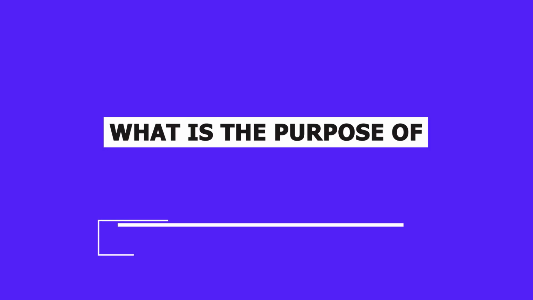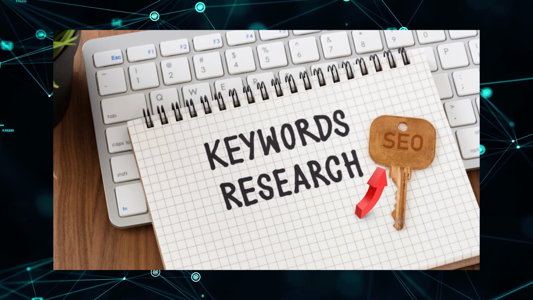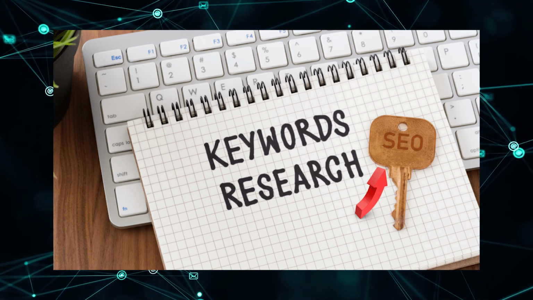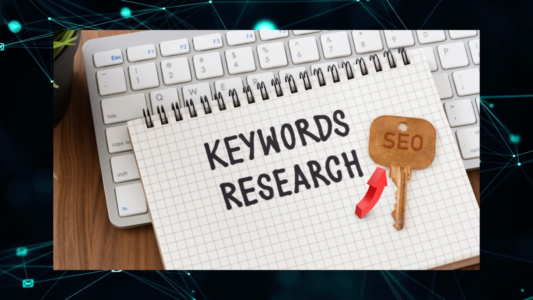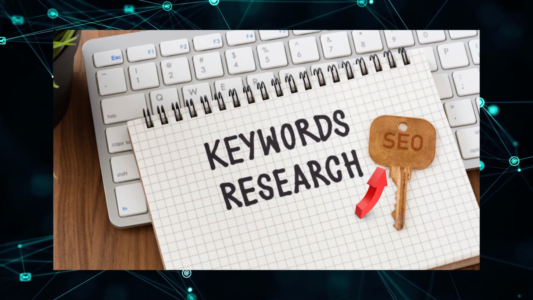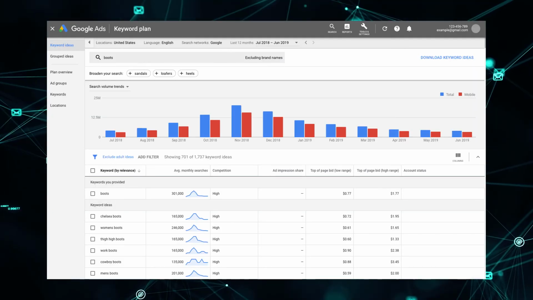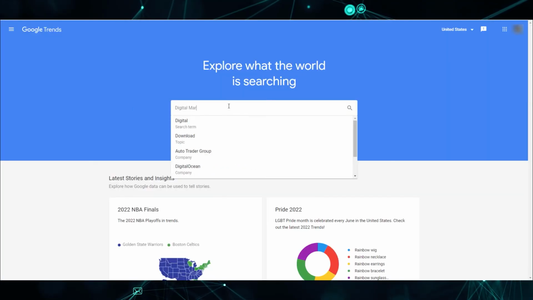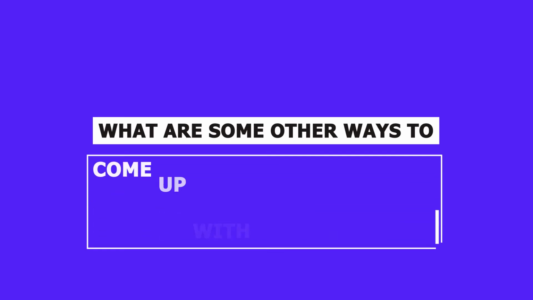What is the purpose of keyword research? The purpose of keyword research is to identify the words and phrases that people use to search for information online. By understanding what keywords your audience is using, you can create content that better meets their needs. You can use a variety of different tools to conduct keyword research, including Google AdWords Keyword Planner, Google Trends, and Google Search Console.